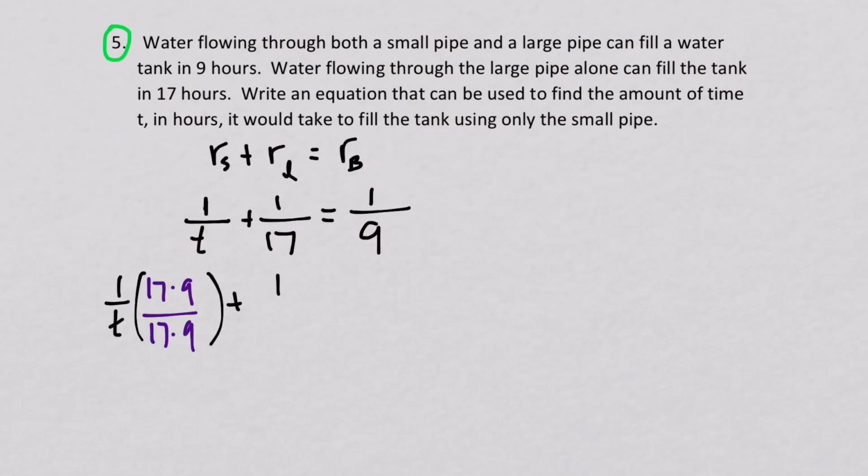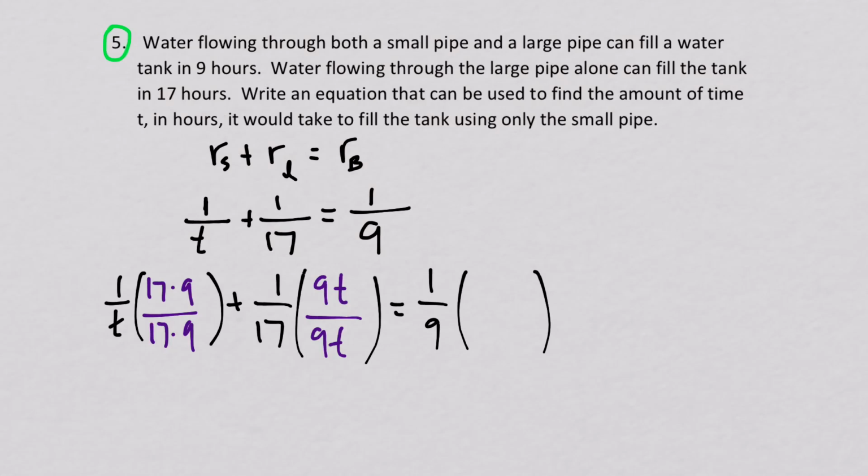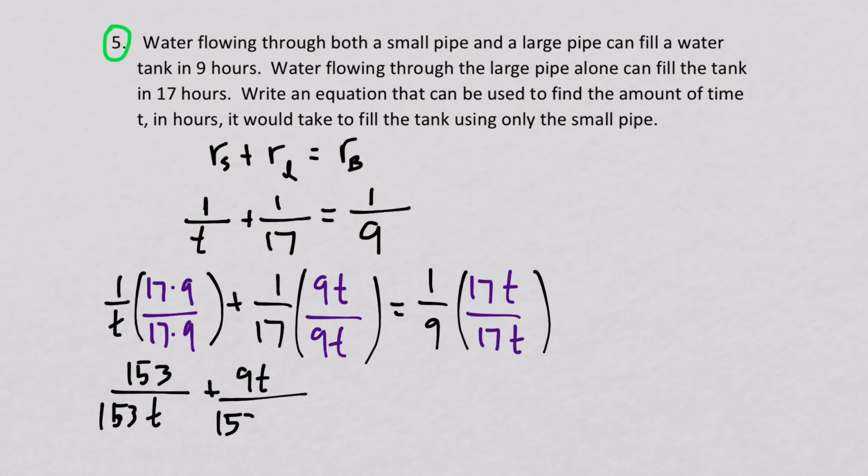The next one, 1 over 17, is missing the T and the 9, right? It has the 17, it's missing T and 9. So I'm going to multiply that one by 9T over 9T, because it's missing both of those things. And the fraction on the right, 1 over 9, it's missing T and 17, so 17T. Alright, so if I continue here, this is going to be 153, because 17 times 9 is 153, over 153T. The next one is going to be 9T over 153T. And the last one is going to be 17T over 153T. Right? So they all have the same denominator.